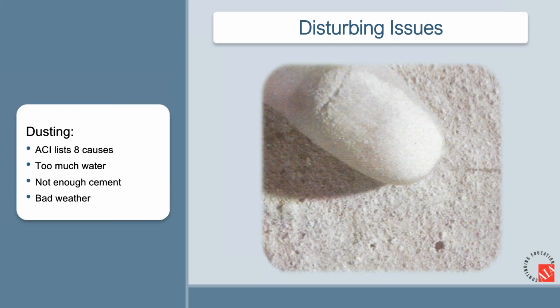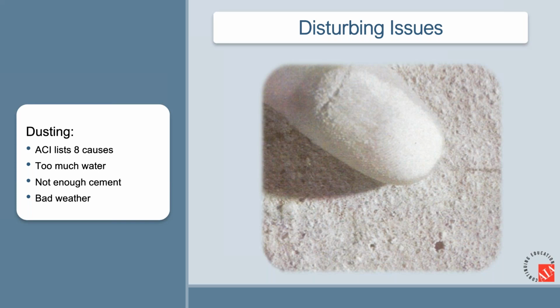Why is this a disturbing issue? Well, if I have a dusty or friable surface, I can't have anything stick to that. So we need to understand cause and effect. I want to kind of change the way you think about the behavior associated with concrete because it's really fascinating. It has a cause and effect for everything that happens to it. Dusting is simply what happens when too much water is in the mix or too much water comes in contact with the concrete before it's fully set. This can be bad weather related, and sometimes it can even be not enough cement. We run into problems with this all the time in mix design.